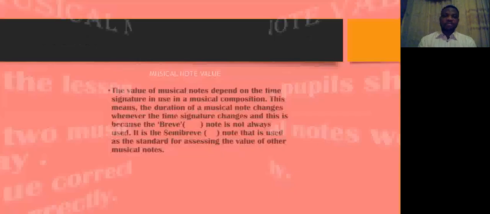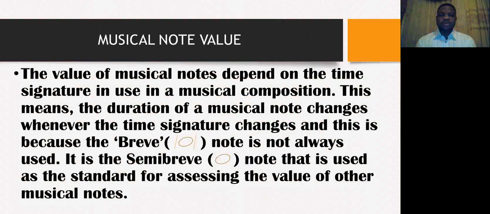Now, musical notes. The value of musical notes depends on the time signature in use in a musical composition. What these 2 lines are saying is that the value of any musical note in any composition you put together depends on the time signature of that composition. That may be a little bit above your level now. When you get to Basic 3 or 4, you learn about time signature, and then you will have a clear understanding of what I'm trying to say.